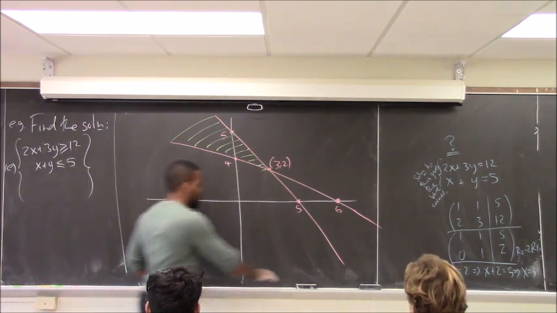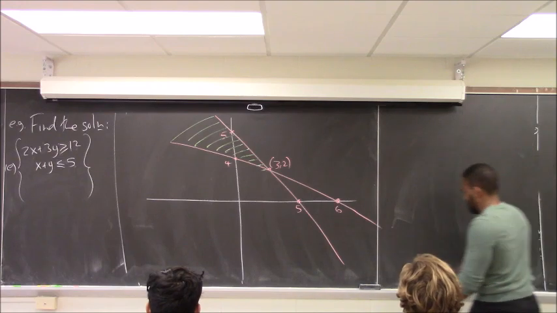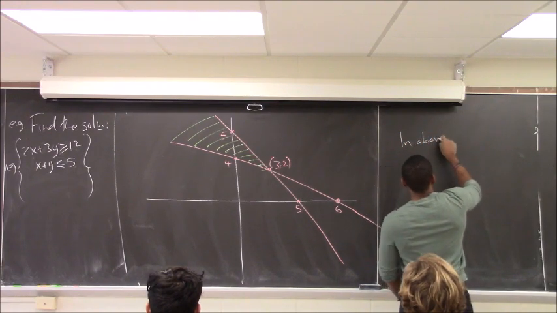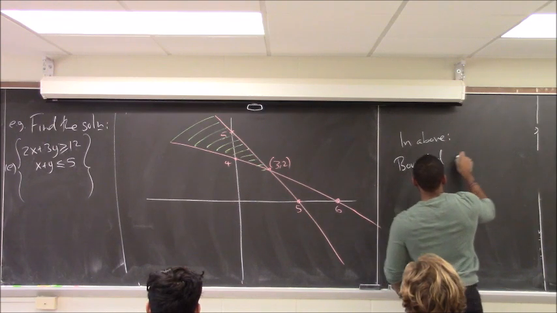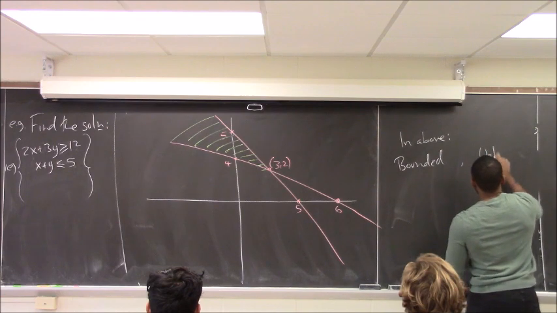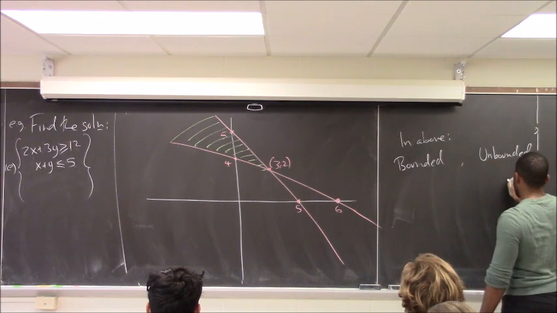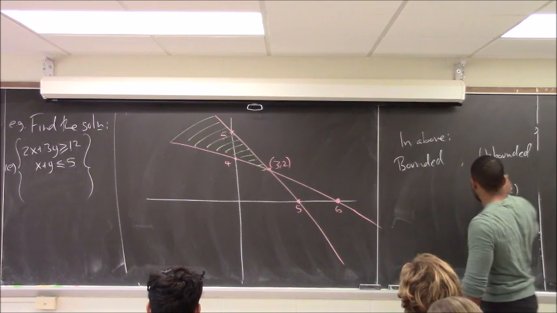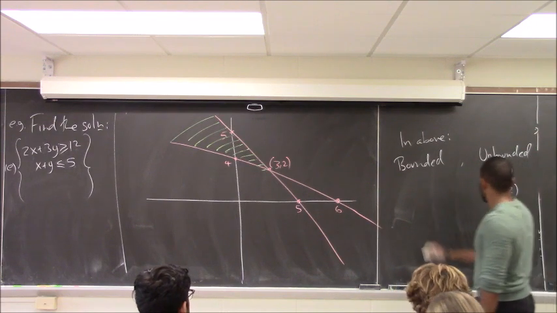In the above, I don't remember what order we did it in. In the above, what parts gave you a bounded solution and an unbounded solution? Well, for sure, E gave us an unbounded solution. A was also unbounded. Everyone else that we did was bounded.